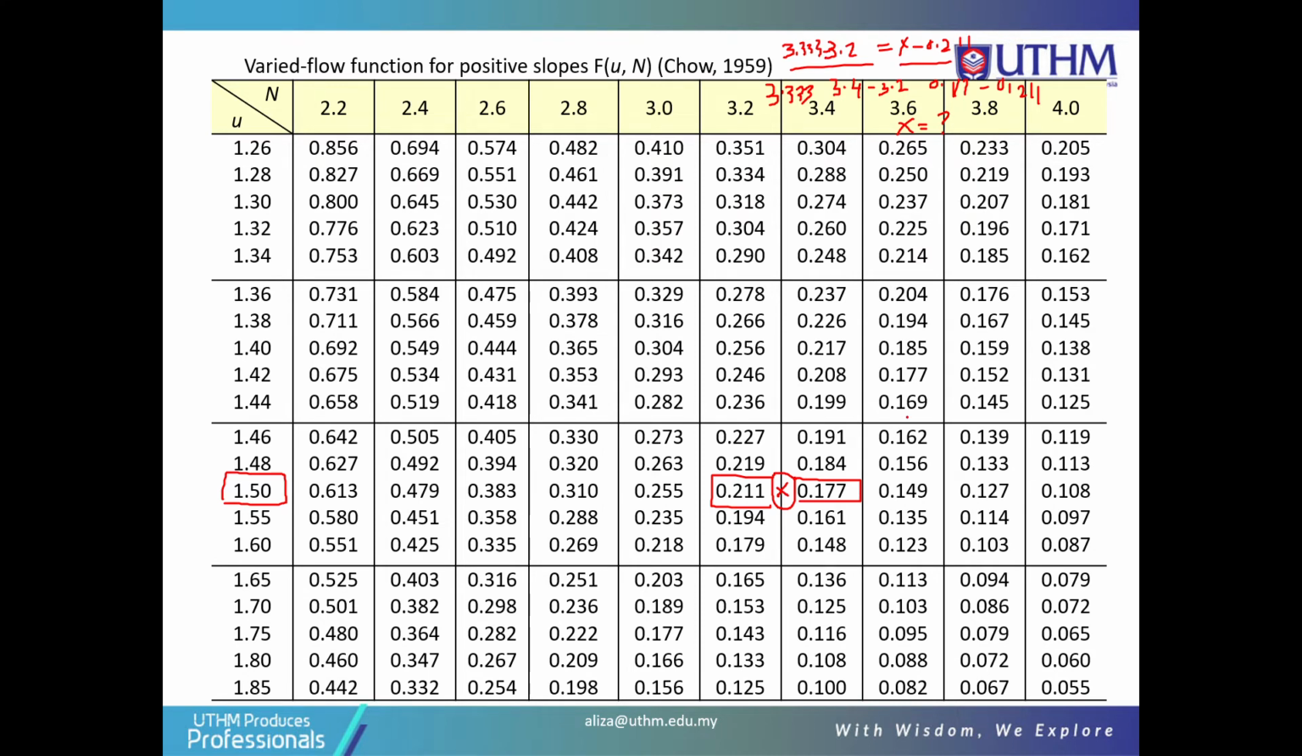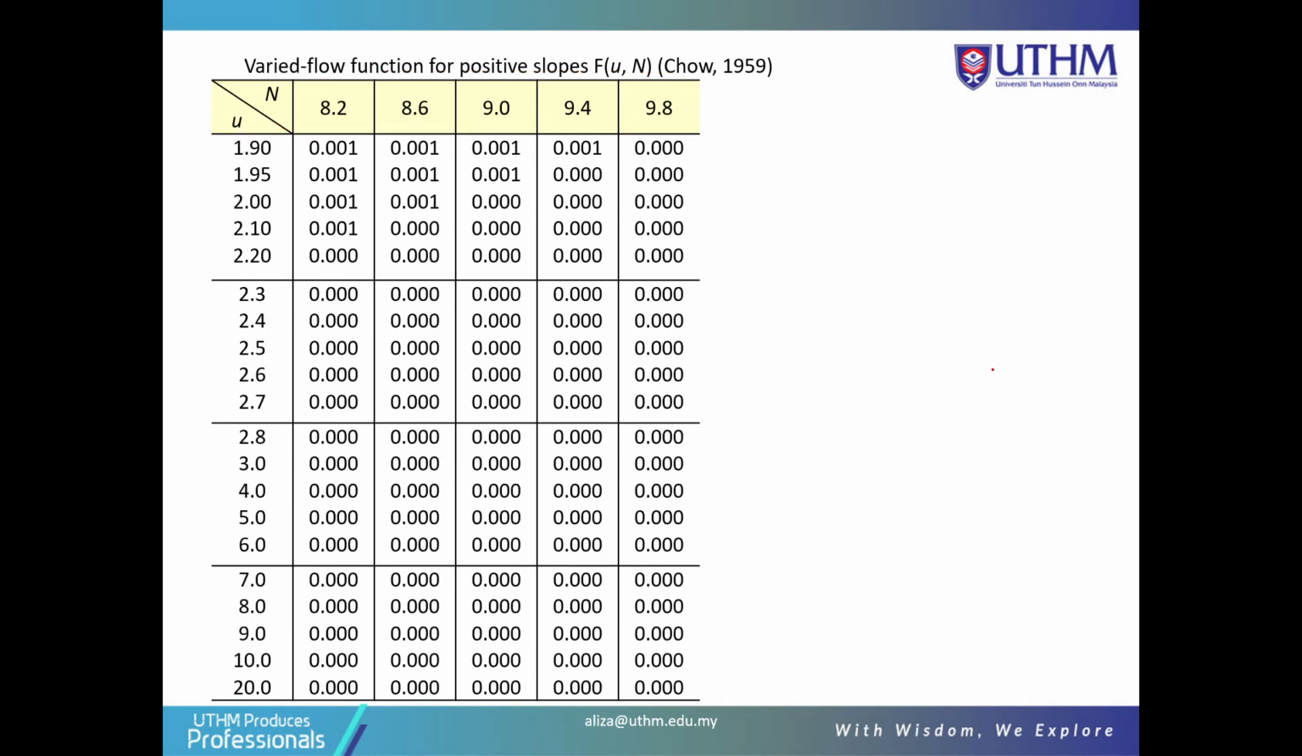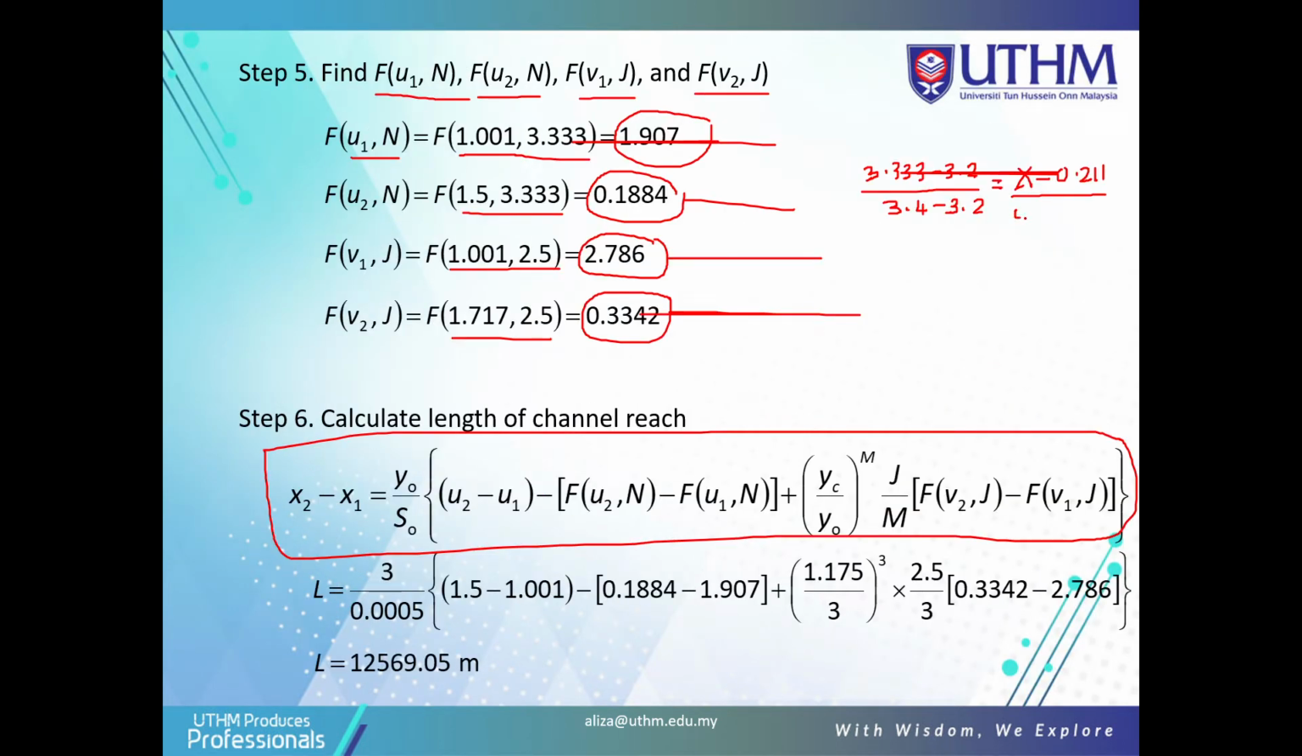3.4 minus 3.2 is 0.177. You get 0.177 minus 0.211. Okay, so you solve this one, and you get the value of X, which is 0.1884. So you can find the value here. Also for F of V1 and J, it is the same here.